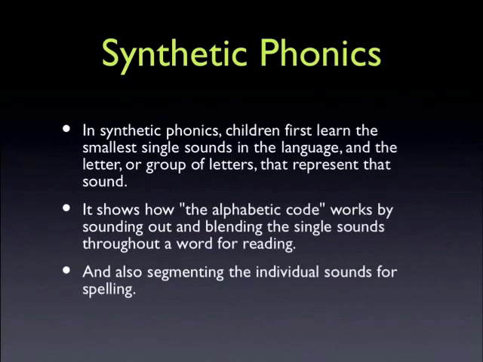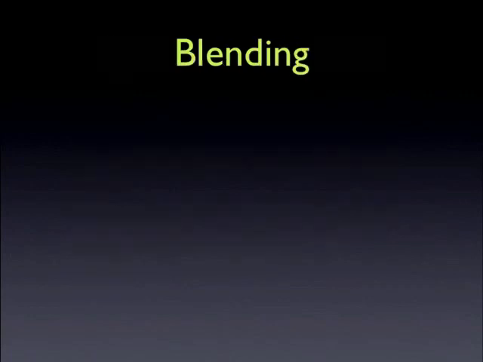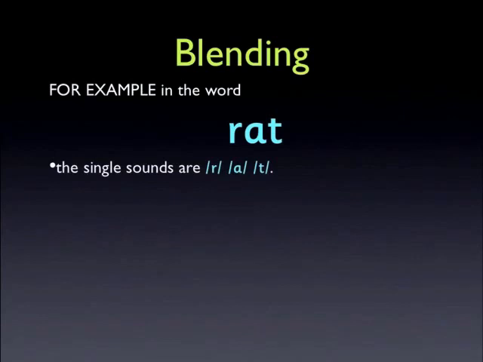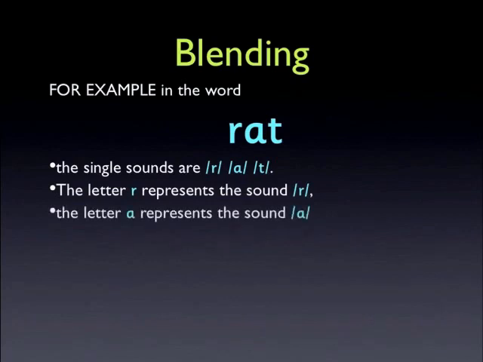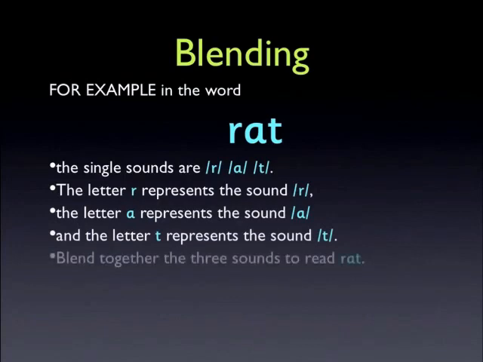They will then be able to write and spell the word ant by learning the letters or graphemes that correspond to the sounds in the word. Here's another example, the word rat. The single sounds are R, A, T. The letter R represents the sound R. The letter A represents the sound A. And the letter T represents the sound T. Blend together the three sounds to read rat.